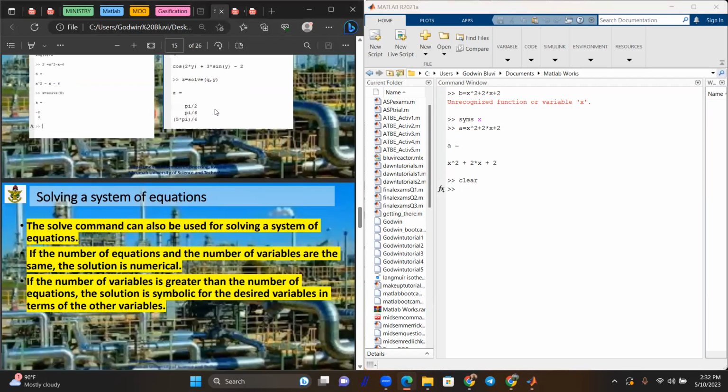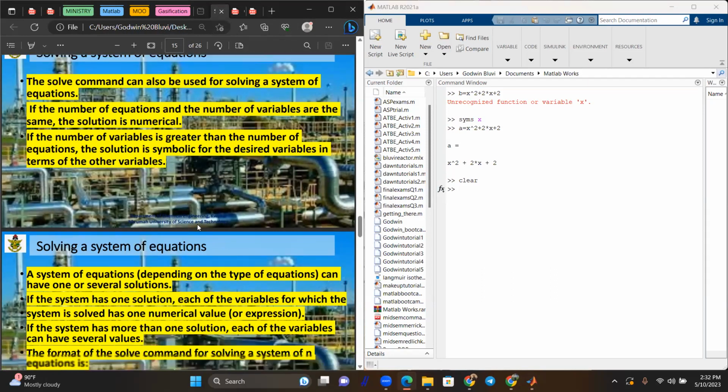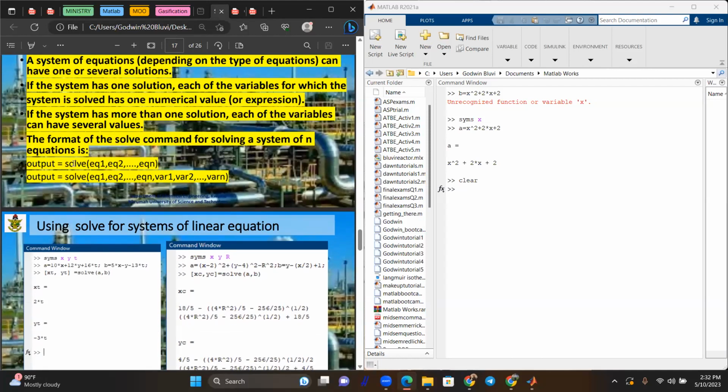Okay, so solving systems of equations. In MATLAB, the advantage the Symbolic Math Toolbox gives us is that we can solve a number of equations, like a 4x4 or a 5x5 system. This is the way we do them: the output is equal to solve equation 1, equation 2, and so on, for the number of equations there. Just put all of them there, and it will solve them for you. Do you get it? Perfect.